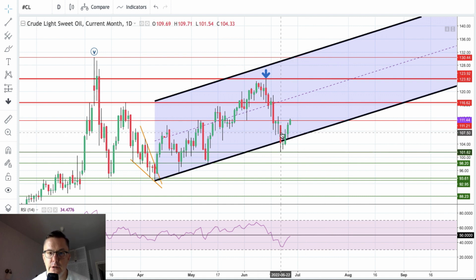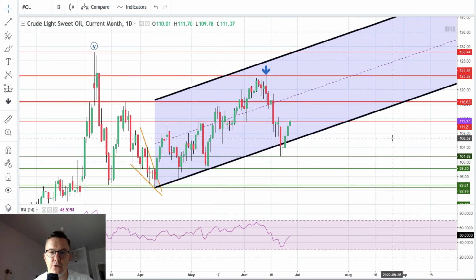and if we make a new local low below 101.54 and then 98.20, the top is in place. This is the failed top, and we might say that the crude oil is going lower towards the level of 93.61, 92.95. Okay, so please keep an eye on the crude oil behavior.